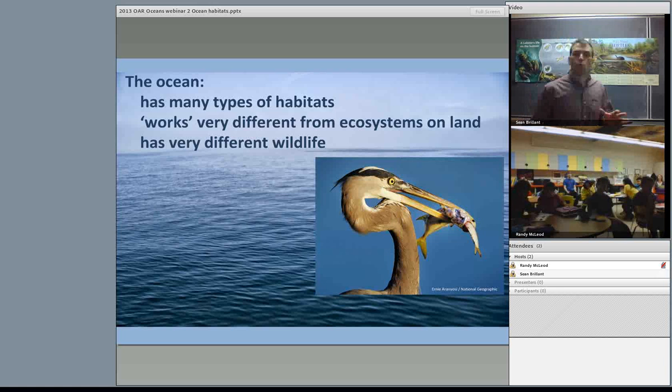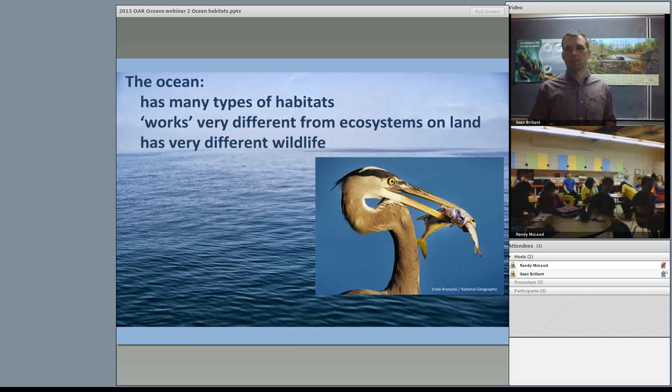The ocean works very differently from ecosystems on land. They look the same. We learn about them. I assume all of us learn about them, and we don't tend to think that these things are different. Yeah, okay, you might know about plankton or zooplankton. You might know that small fish eat big fish and so on. But in reality, there is a significant difference.